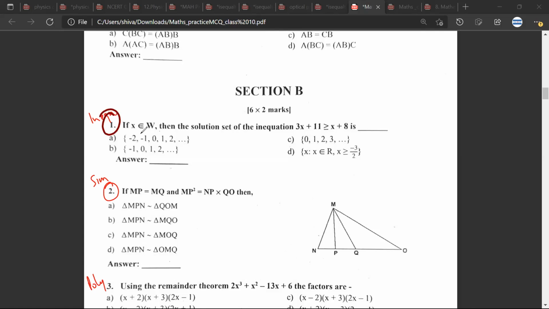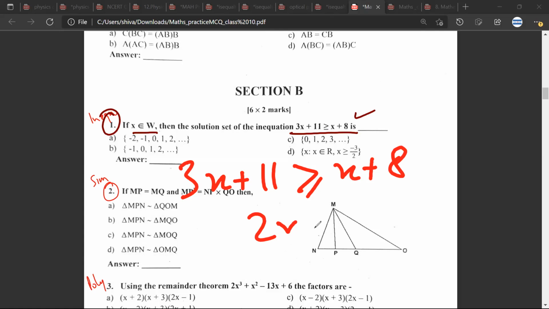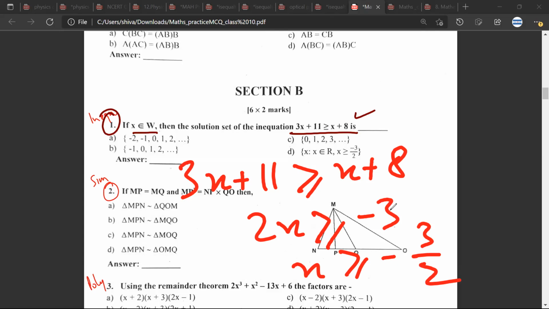So Mr. Sivang, x belongs to whole number. And the solution set of this, how should we do this question? So we have to first solve the inequation. 3x plus 11 is greater than or equal to x plus 8. So 2x is greater than or equal to minus 3. x is greater than or equal to minus 3 by 2. So what should be the answer?